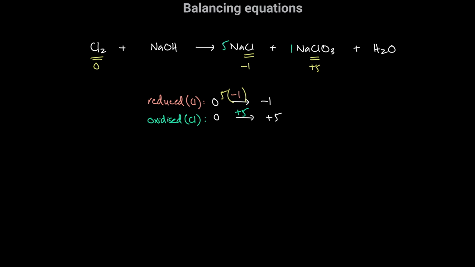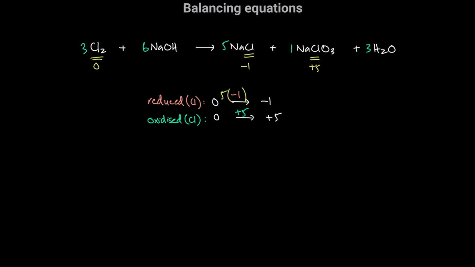So now we can balance the rest of the equation. On the right hand side, we have a total of 6 chlorine atoms. So on the left, we'll have 3Cl2. That's 3 times 2, that's 6 chlorine atoms. Now on the right hand side, we have a total of 6 sodium atoms, 5 plus 1, 6. So we're going to need 6 sodium atoms on the left. So that's going to be 6 NaOH. And then we have 6 hydrogens on the left, so we're going to have 6 hydrogens on the right. So that's going to be 3H2O.